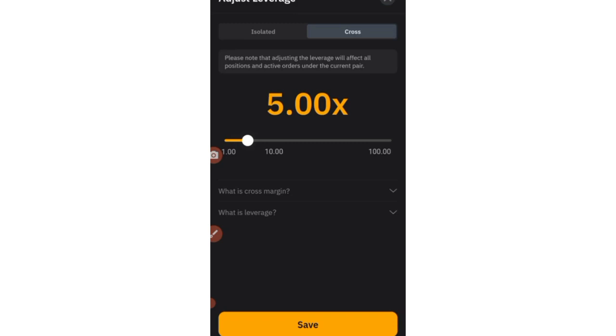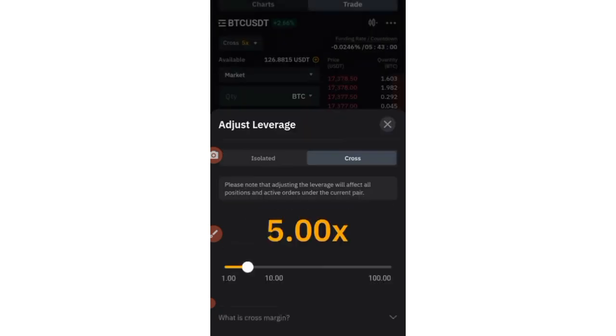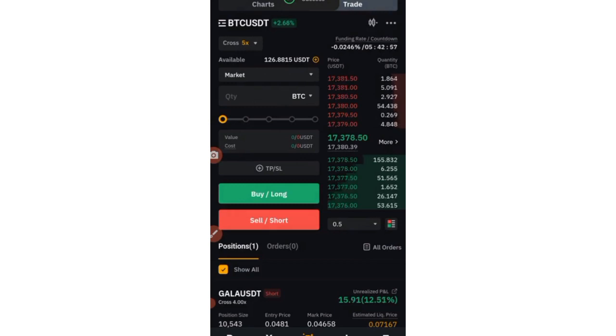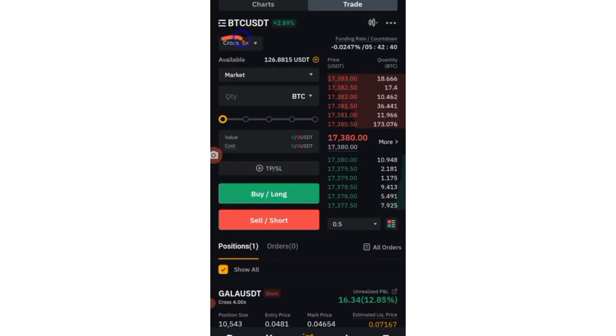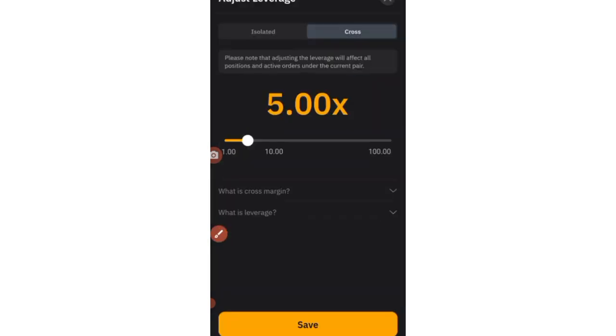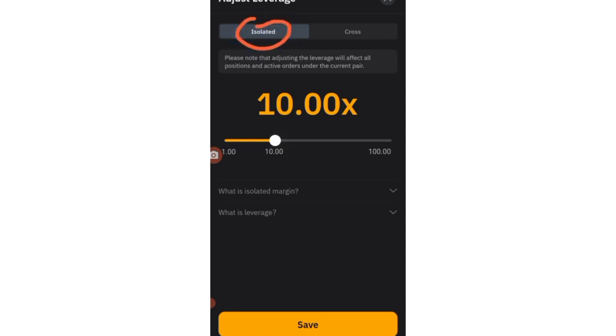After you click on the leverage you want, you click save, and you can see that it has changed to 5x from 10x because we chose 5x. Good. The next thing you can change, depending on what you want, is this cross. You click on cross to change it. From cross you can change it to isolated.